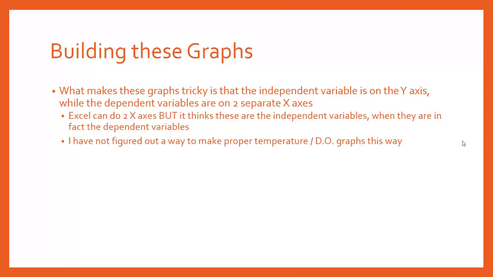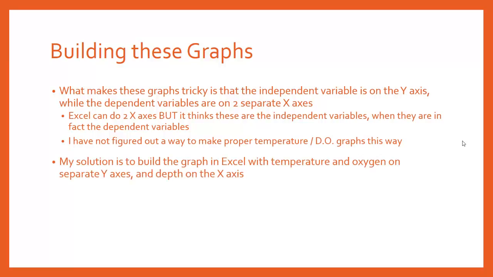As I said, what makes these graphs tricky is that the independent variable is on the y-axis and the dependent variables are on two separate x-axes. Now, I looked it up, and Excel can do two x-axes, but it still treats them as if they're the independent variables, and it just seemed to be a mess when I tried to use it. So I have not yet figured out how to make a proper temperature DO graph using Excel's two x-axes. Again, if you can figure that out, let me know, because it might be a little simpler.